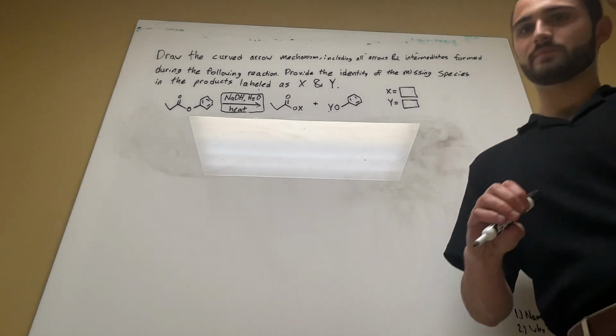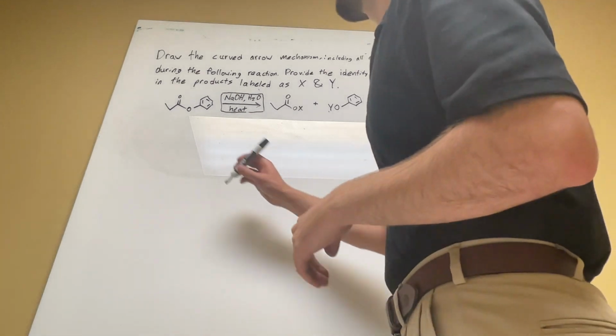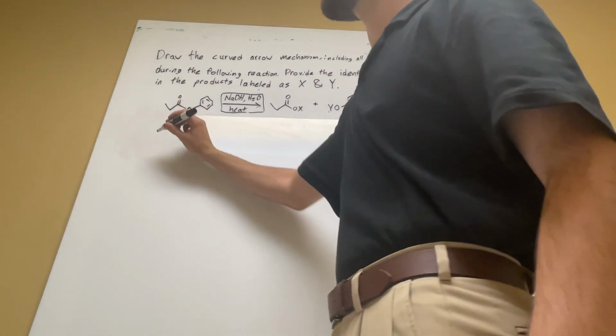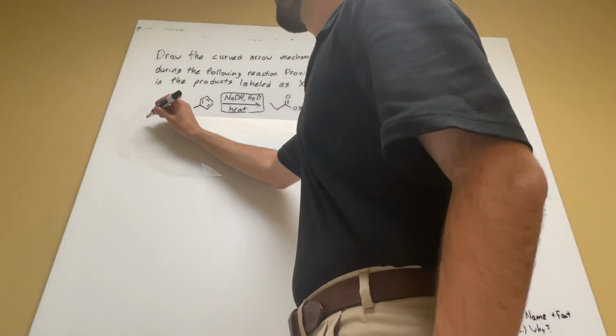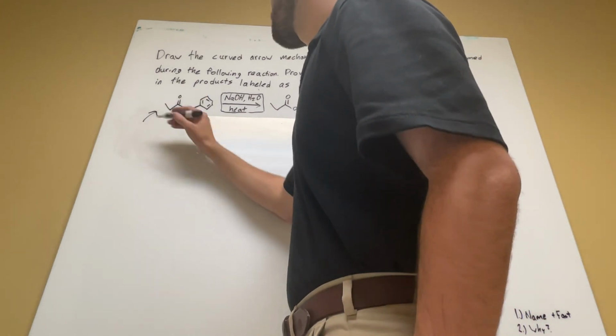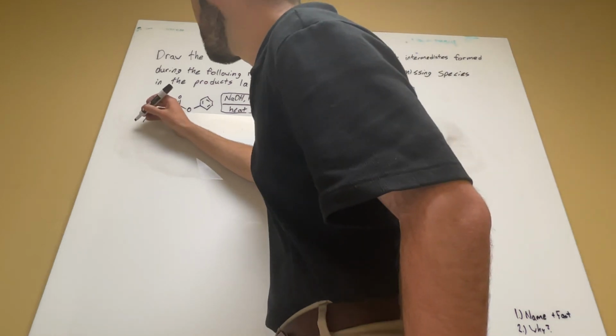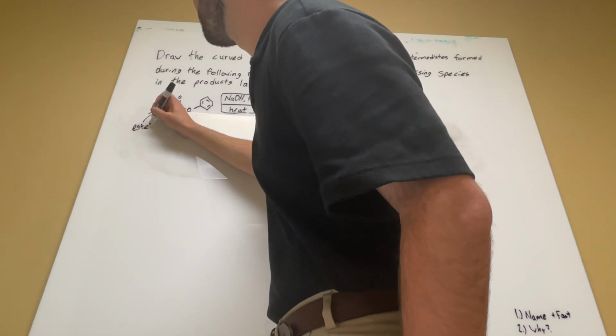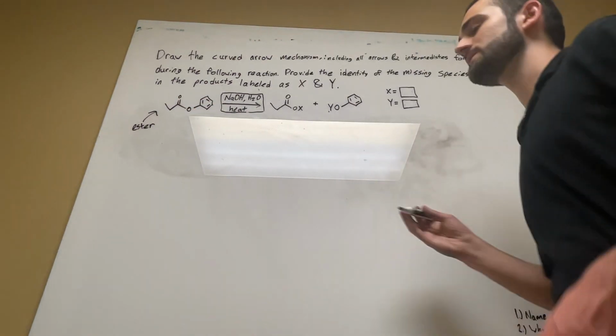Alright, the first step that I think is very good to take in a problem like this is that you have to look at your reactant and determine what functional groups are present and what type of molecule it is. Just looking at this molecule, we can see that this is an ester. Alright, so already you know it's an ester.